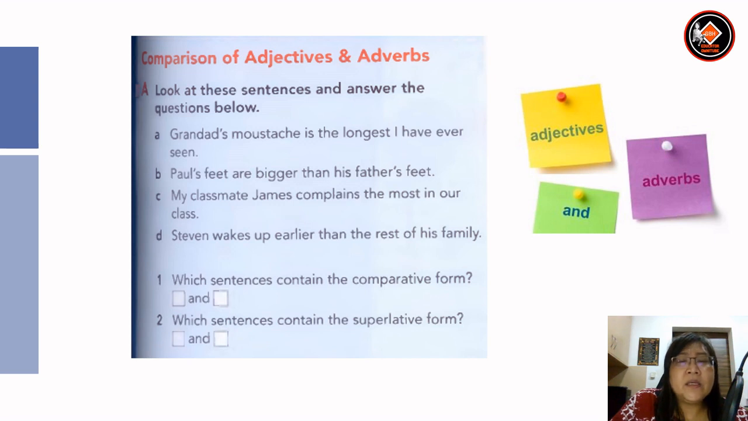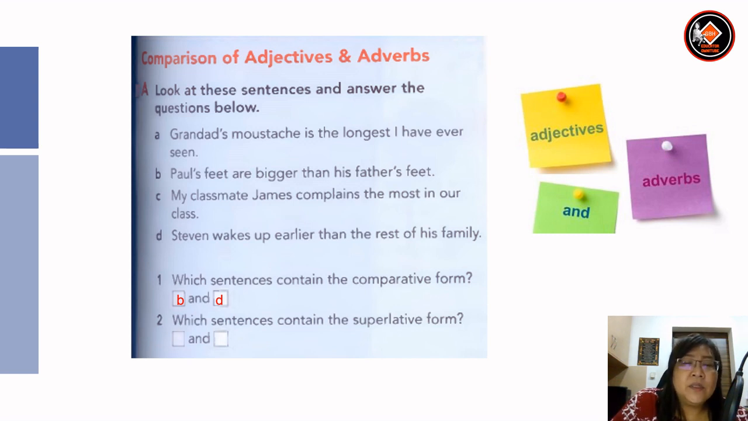Paul's feet are bigger than his father's feet. My classmate James complains the most in our class. Stephen wakes up earlier than the rest of his family. Question 1. Which sentences contain the comparative form? So the answer is B and D, because we have here bigger than and wake up earlier than.